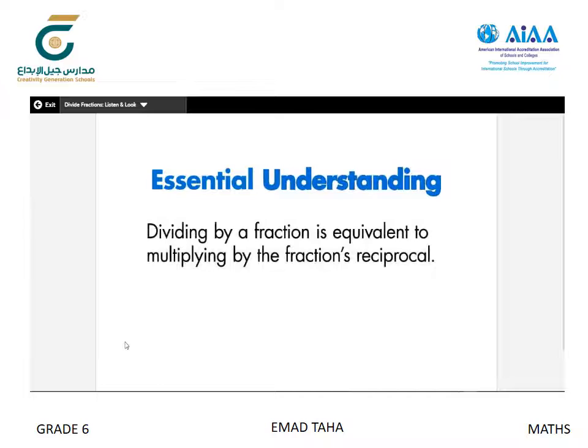The essential understanding for this lesson is dividing by a fraction is equivalent to multiplying by the fraction's reciprocal. Previously, students used visual models to solve problems involving division of a fraction by a fraction. They also learned to multiply by the reciprocal of the divisor to divide a whole number by a fraction. In this lesson, students extend the use of this algorithm to dividing a fraction by a fraction.